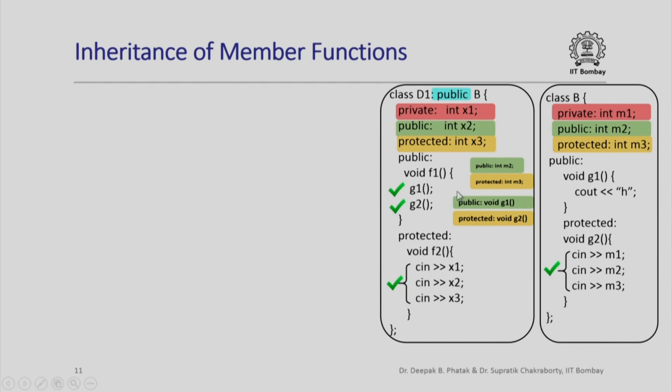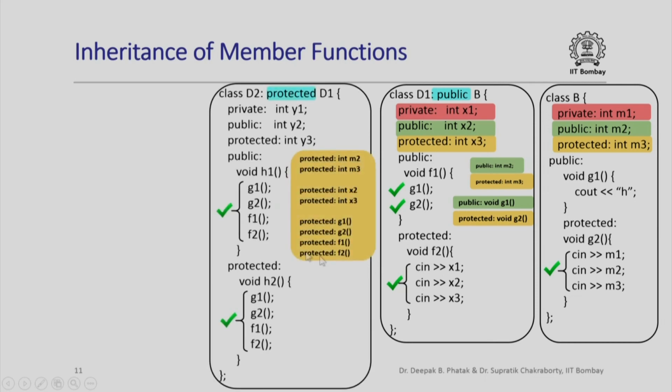So you see the access control specifications of member functions G1 and G2 of the base class, their access control specifications in the derived class will follow exactly the same rules as we use to determine access control specifications of data members of the base class as seen in the derived class. Here is a protected member function of the derived class D1 and it is trying to access the data members x1, x2, x3 already defined within the derived class D1, so this is not a problem.